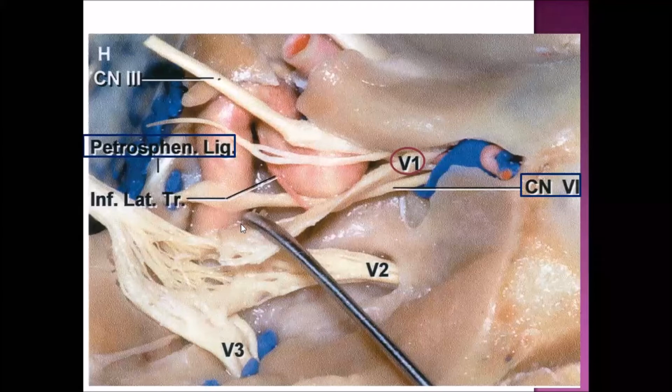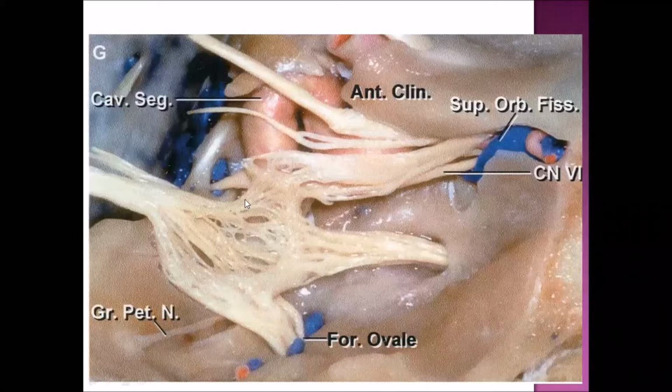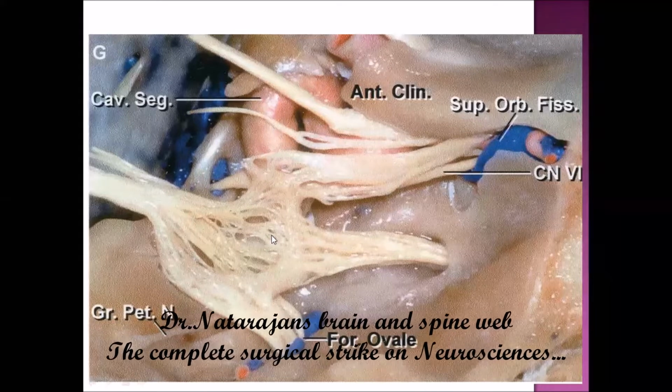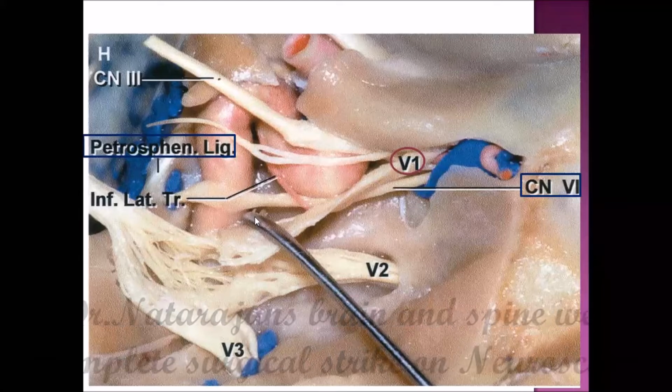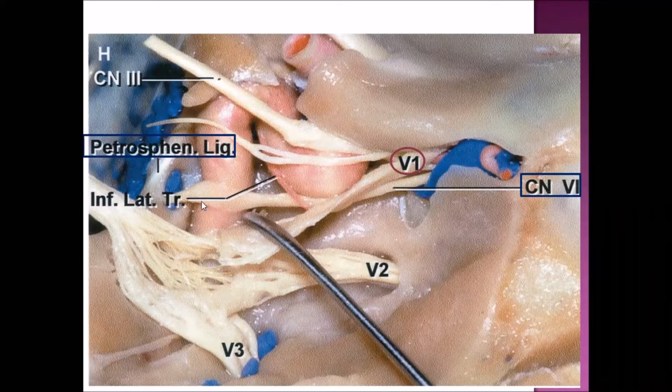We are just lifting the V1 division. What you are seeing is this V1. Now we are reflecting the V1 along with the ganglion. So now when this is lifted, what you see here is the sixth nerve. This is the sixth nerve.